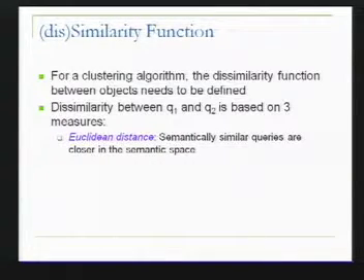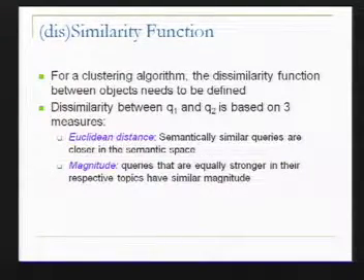And the dissimilarity function between queries here is based on three measures. One is the Euclidean distance. So we have the criteria that semantically similar queries are together. They are closer in the semantic space. So we are going to use Euclidean distance to capture that. If they are close in the semantic space, probably their topic is similar, right? So in a single PD query set, we want to have queries which are different in their topics. So the Euclidean distance is going to capture that measure.